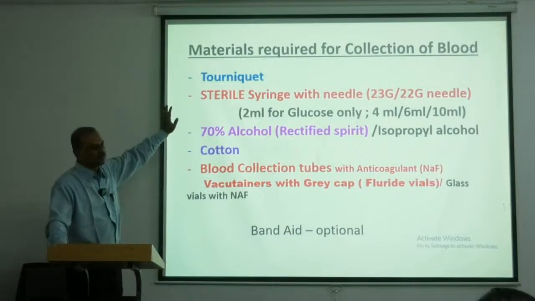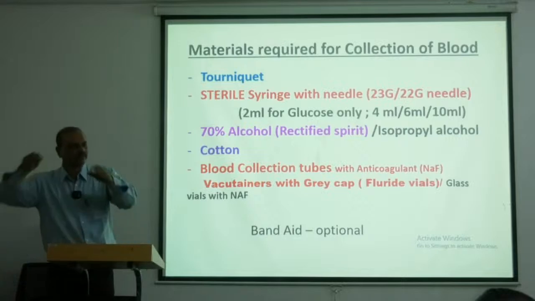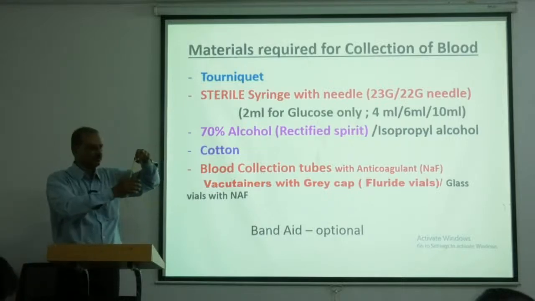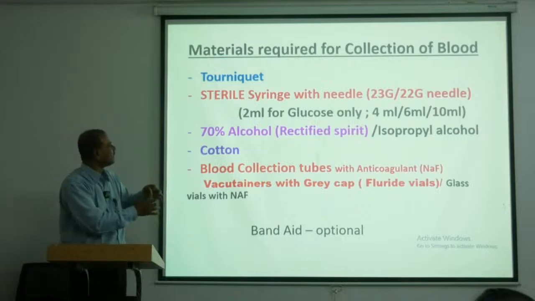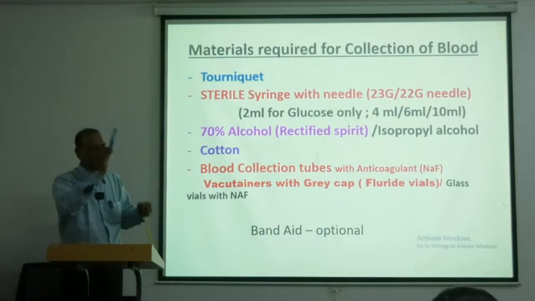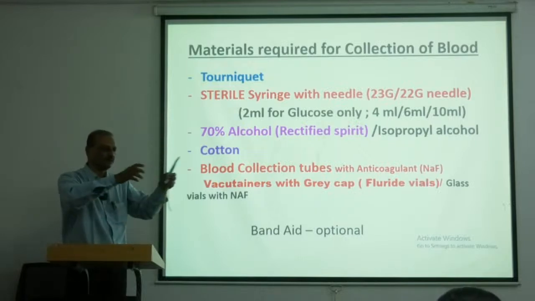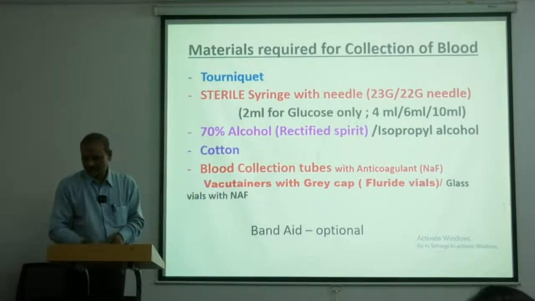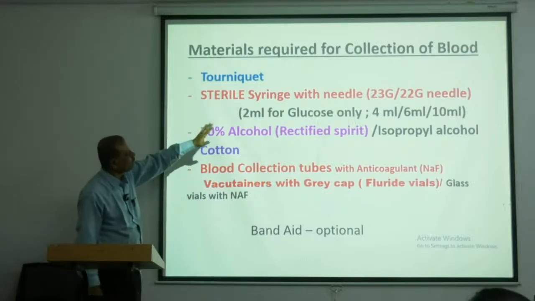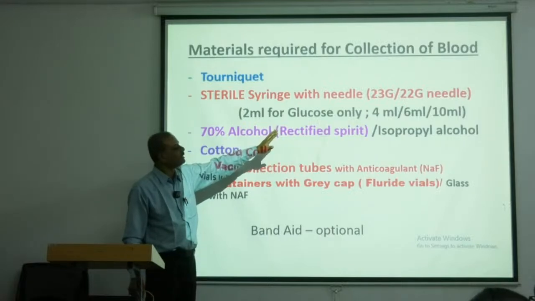So normally the materials required for drawing blood: a tourniquet. Tourniquet is this one, a rubber guard; you can use a band type of thing also. That is required. Then a sterile syringe with needle. Some are available without needle also; the needle can be purchased separately. 2 ml blood is just used for drawing blood. It will usually be a 23 gauge needle or 22 gauge needle.